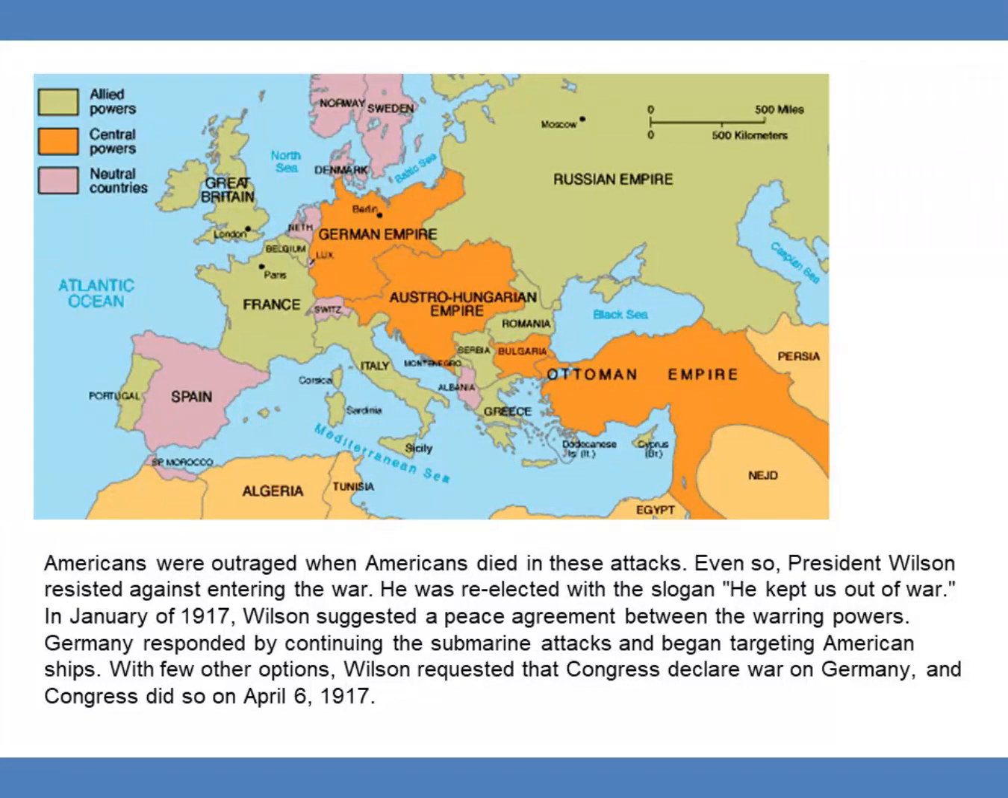In January of 1917, Wilson suggested a peace agreement between the warring powers. Germany responded by continuing the submarine attacks and began targeting American ships. With few other options, Wilson requested that Congress declare war on Germany, and Congress did so on April 6, 1917.